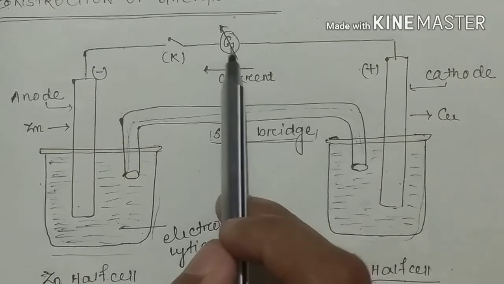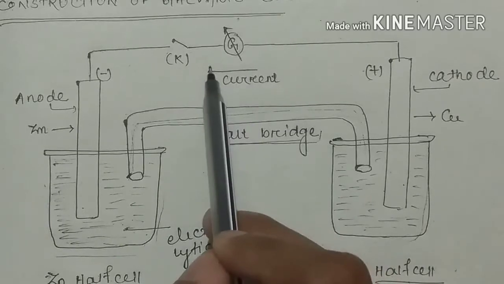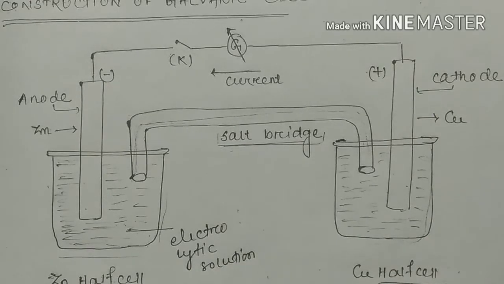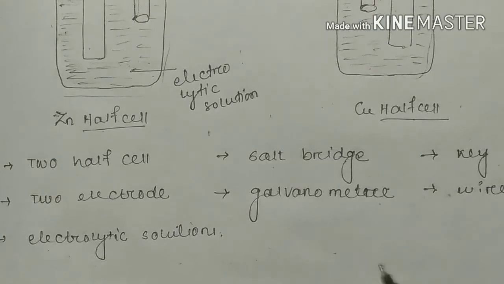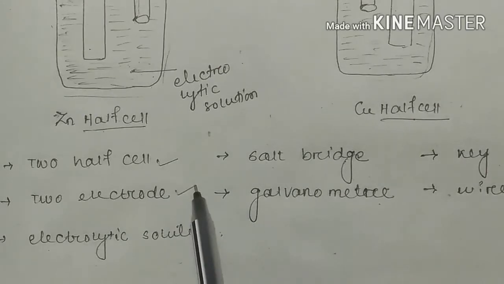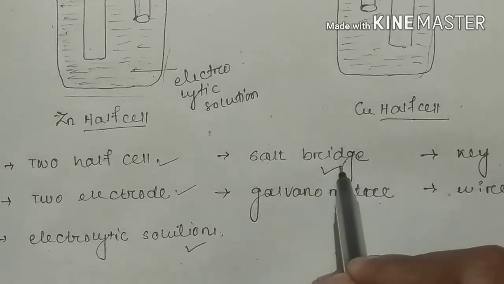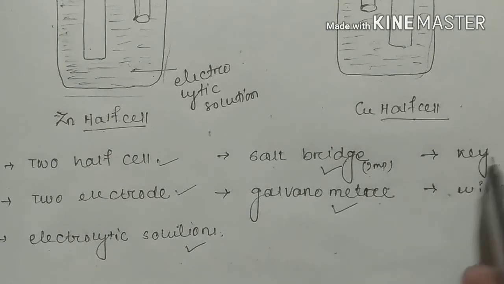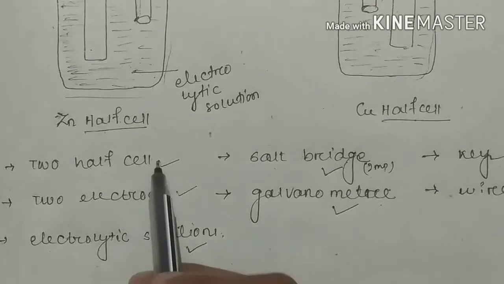Actually, the galvanometer is there to detect the flow of current. Further on, we will see the direction of current. Okay, so just see the basic needs to construct a galvanic cell. We need two half cells, yes. Two electrodes, yes. Electrolytic solution, yes. Salt bridge, very important, yes. Galvanometer, yes. Key, wire.